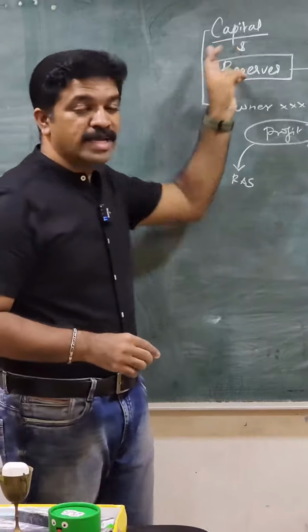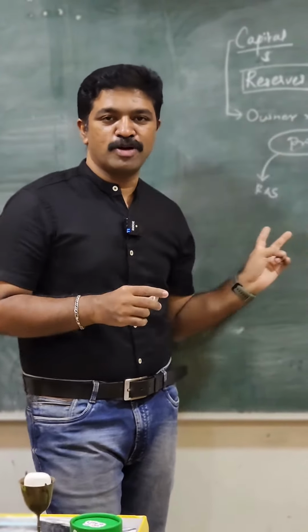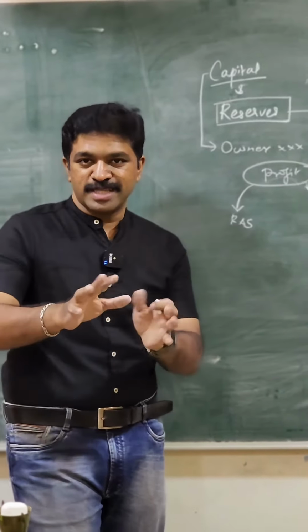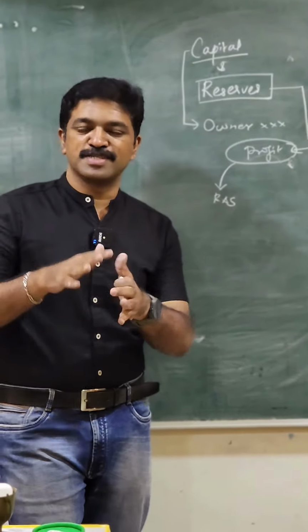So I can say capital is a direct contribution by the owners and reserves are an indirect contribution by the owners to the business, because they did not withdraw all the profits, rather they allowed profits to be reinvested within the business.